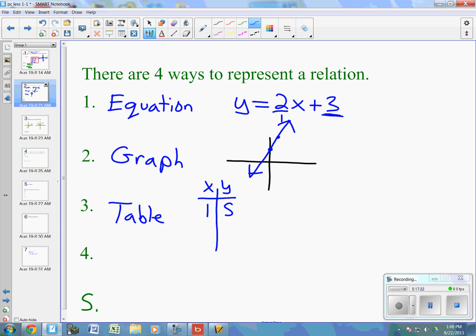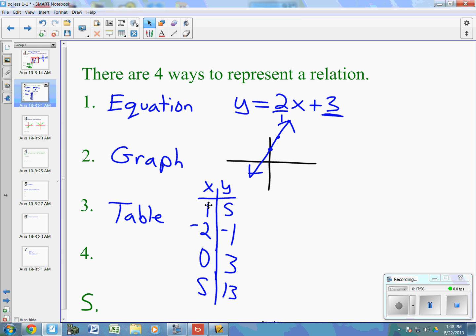Okay, what's another? Let's say I put negative 2 in. 2 times negative 2 is negative 4, plus 3 is negative 1. What if I put 0 in? 3, because 2 times 0 is 0, plus 3 is 3. Let's say I put 5 in. 13. Okay, so we can represent a relation with a table. Anybody want to try and think of the other two, or one more of the other two?